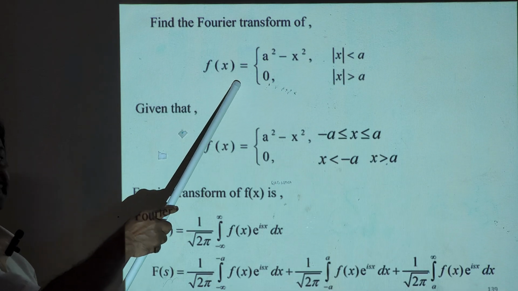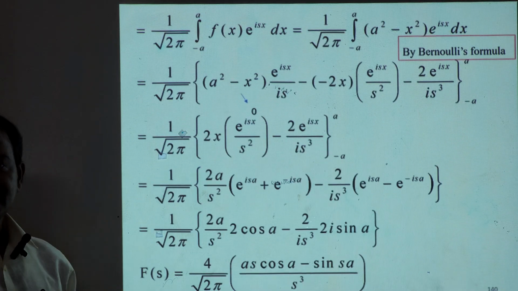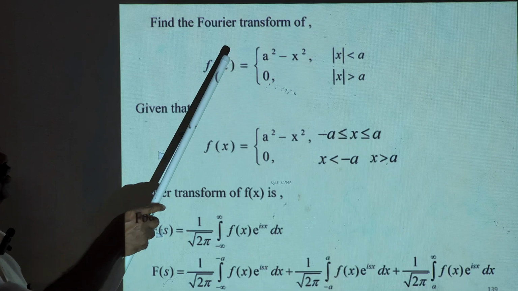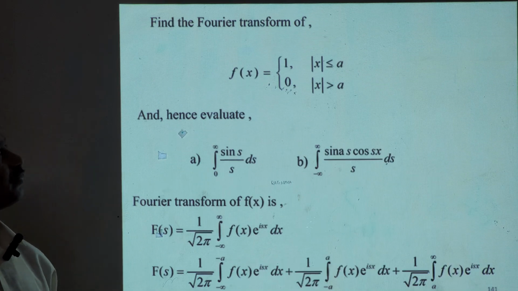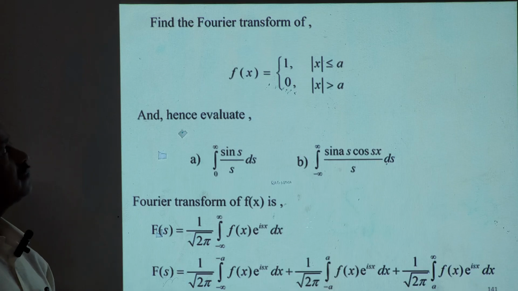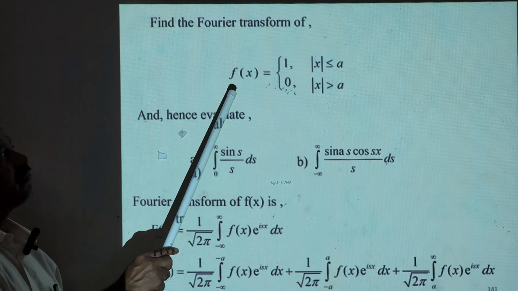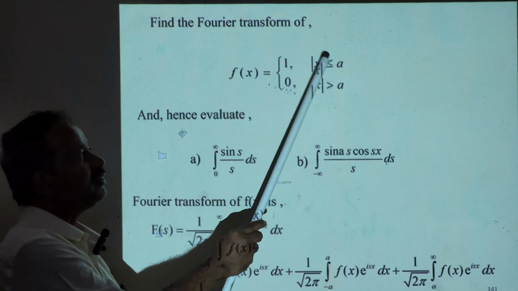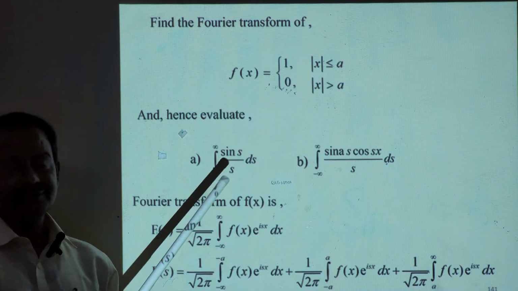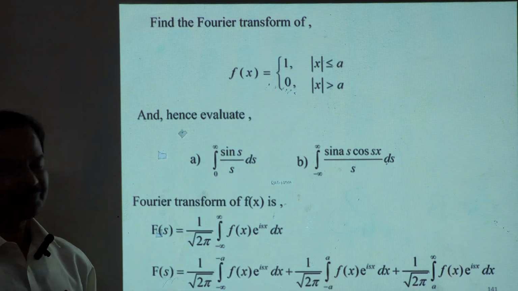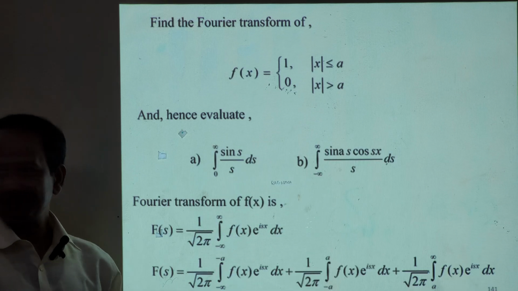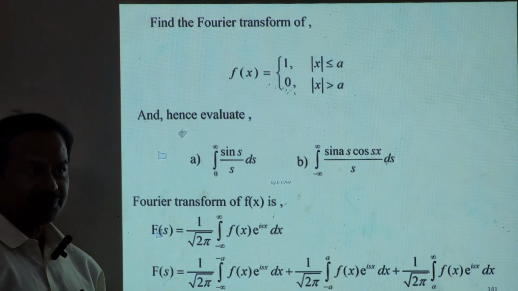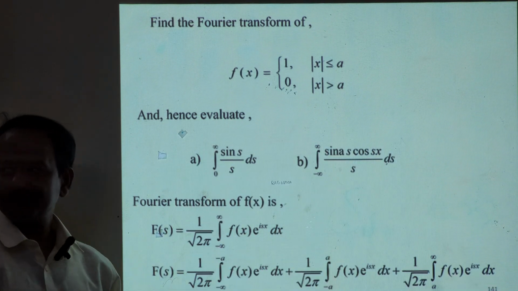So we started with f of x, and we ended with f of s. The Fourier transform of f of x is nothing but F of s, which is the answer. Now let us solve some other problem. f of x equals 1 in this interval and 0 elsewhere, 0 in this interval and 0 in this. We have to find the Fourier transform, and then we are going to evaluate these two.